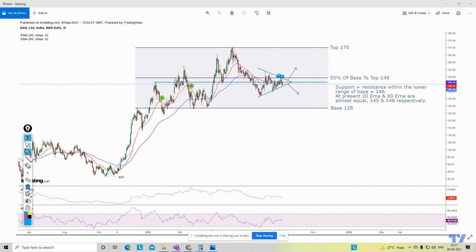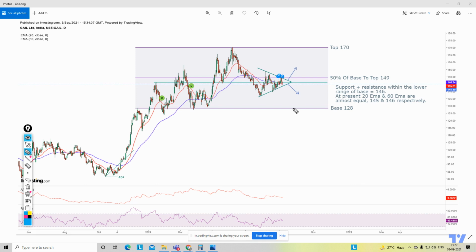This is the bullish sideways zone. It took the uptrend, the up move, then it is moving in a range. So that range is 128 to 170 and the 50% of the range is 149. Now why is this 50% important for us at this point in time? Because the stock closed at somewhere around 146 or 145, correct?